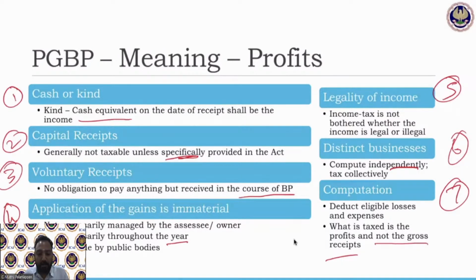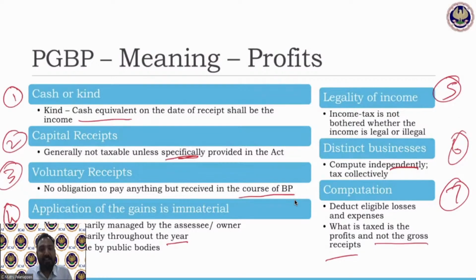Please explain point number 4. Manoj, basically this application of gain means once I receive an income, even if I don't have any expenditure, the money is still taxable. Whatever I receive is taxable irrespective of whether I am having any expenditure or not. Yeah, I'll upload this PPT after the session.